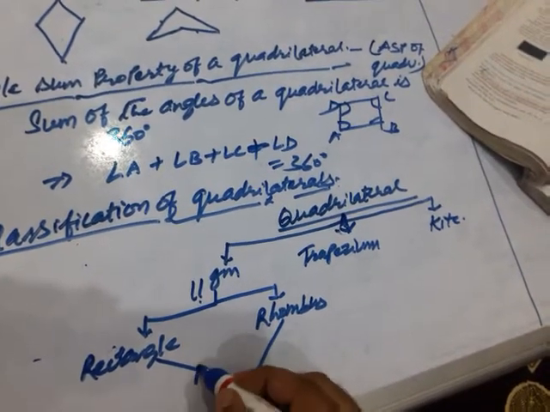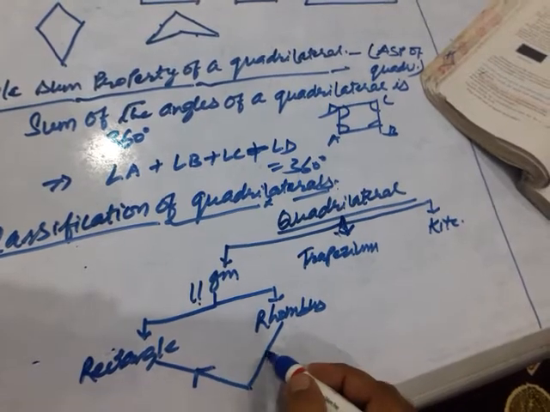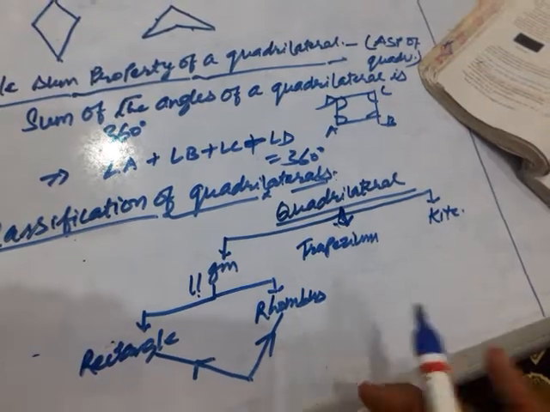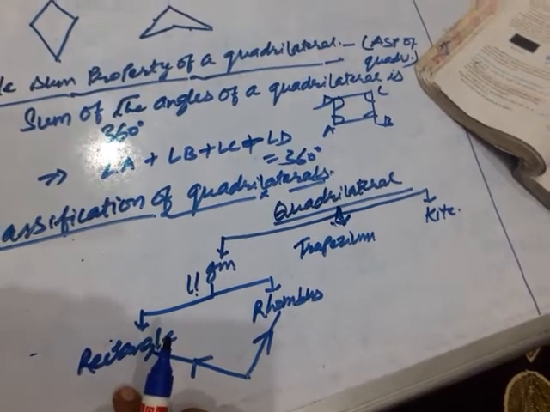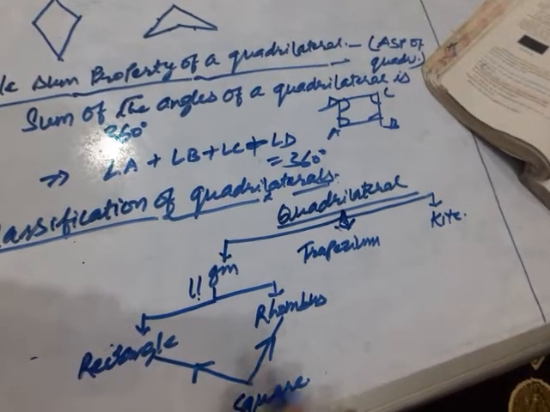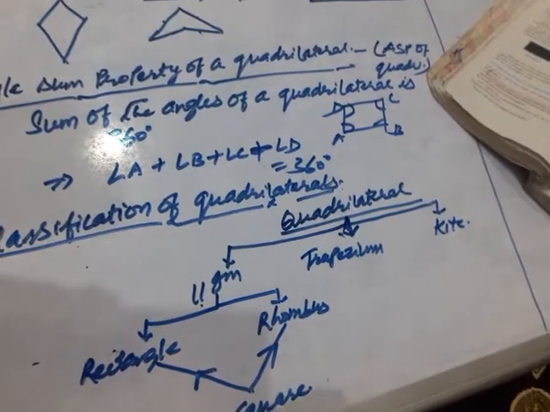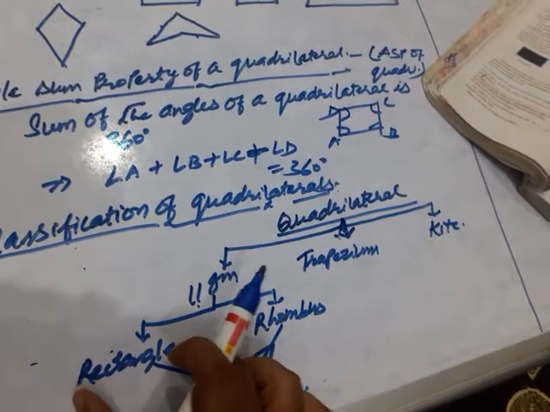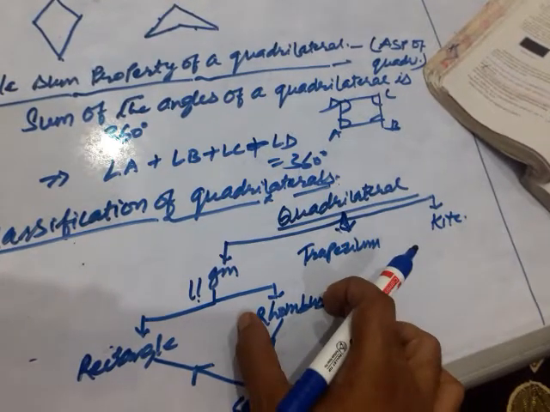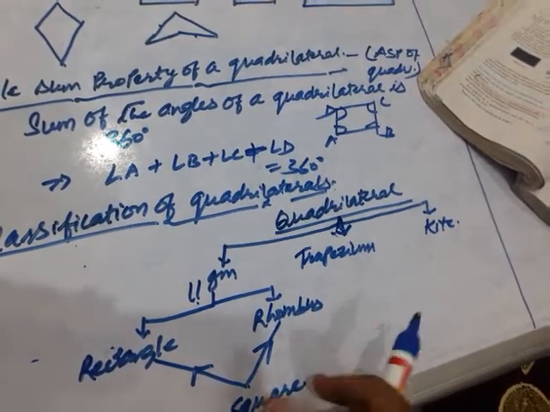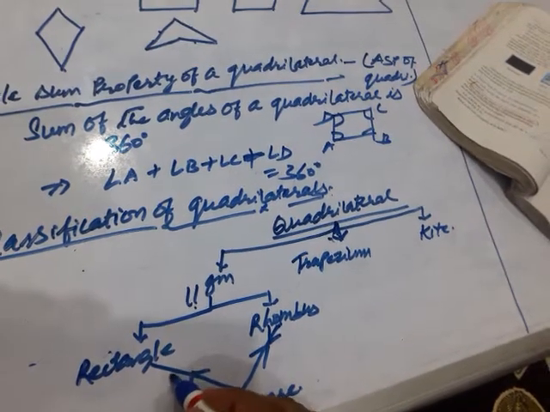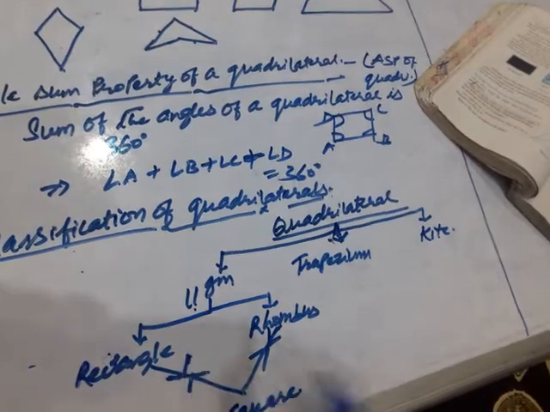Okay children, now let us see some structure over here. You will come in the reverse direction in this way. Now for the rectangle, here you write square. The special case of a rectangle becomes a square, and the special case of a rhombus also becomes a square. It is bidirectional.